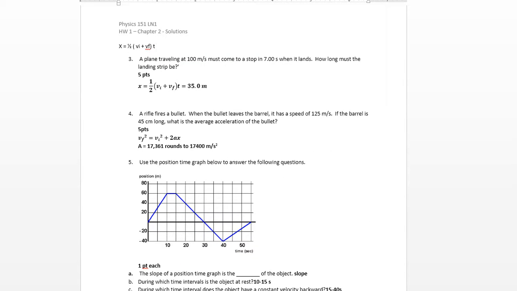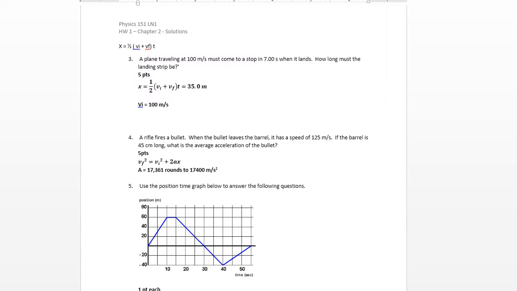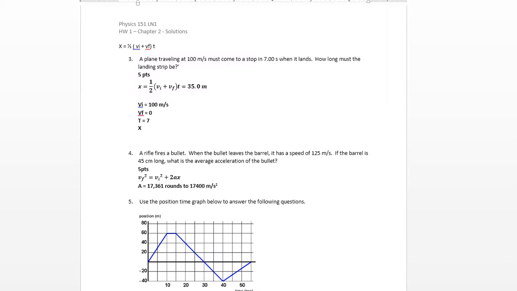All right, in number 3, we're going to use a kinematics equation. So if I list what I know, this is what I know. I know that the plane is traveling at 100 meters per second, so that's VI. I know that it's going to come to a stop, so VF is 0. I know that it does it in 10 seconds, and I want to know how long the runway is. So once again, I need a formula that has VF, VI, T, and X in it, and that happens to be the same formula that I used above. And I should get 350 meters as my answer.